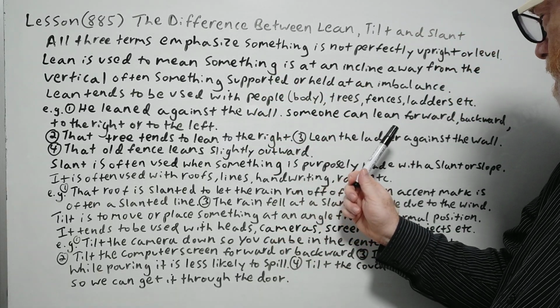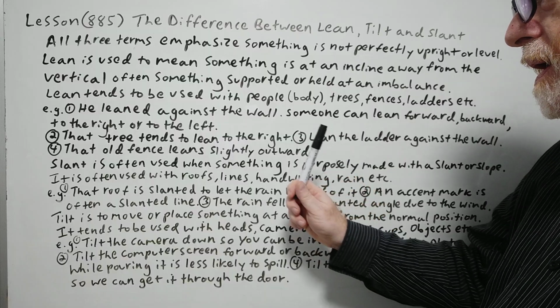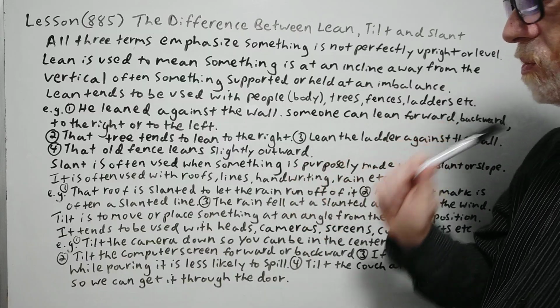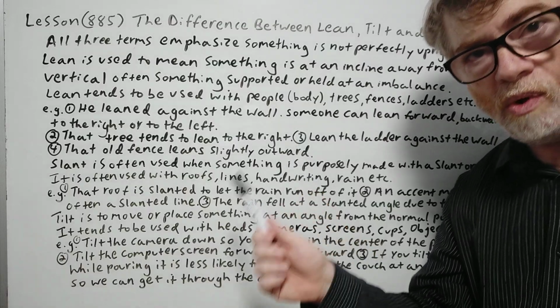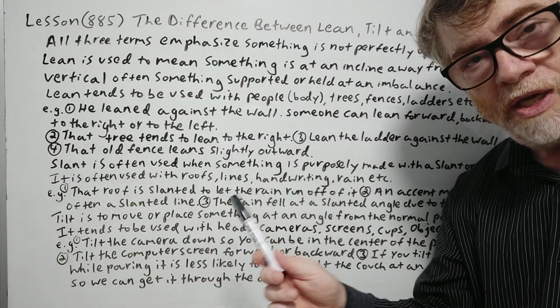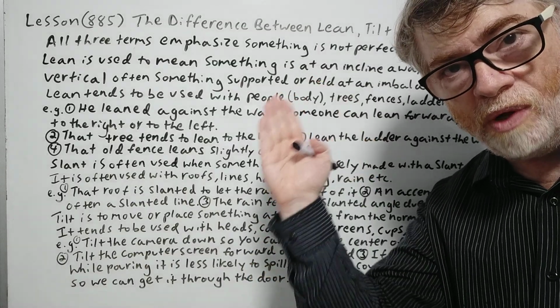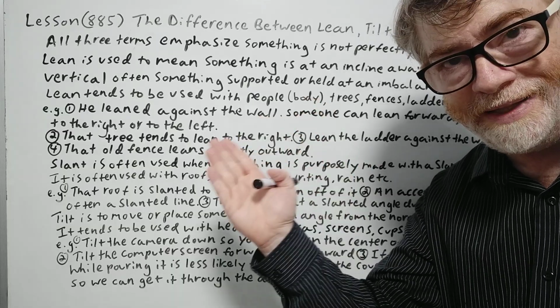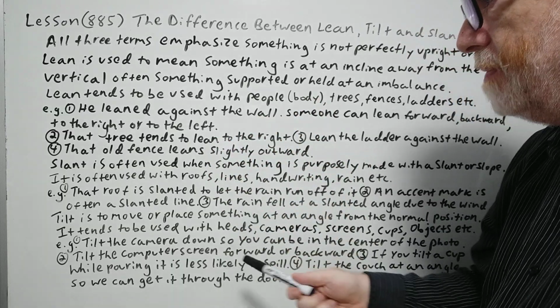Lean the ladder against the wall. All right, again, the wall is the one that's supporting it. So you can lean it there, but the wall will hold it. The wall will hold it at that imbalance, basically.